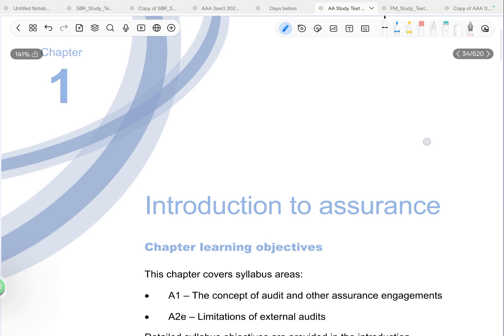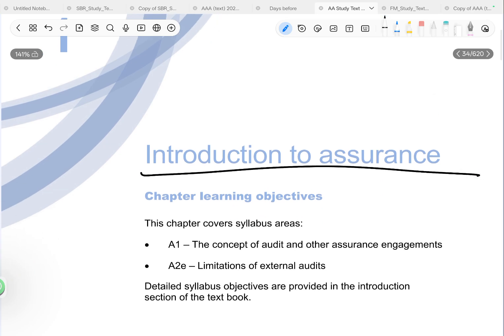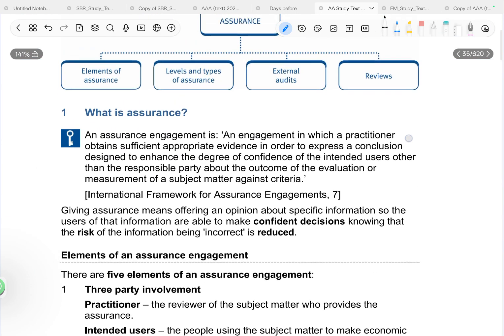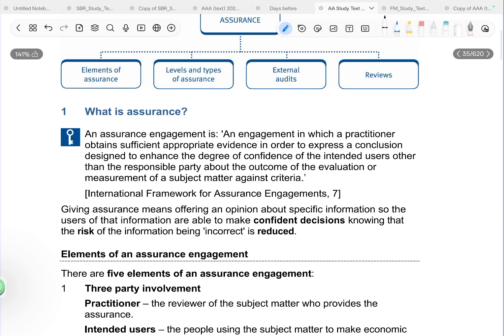So our first chapter is going to be introduction to assurance. So let's start with the basic question: what exactly is assurance? In simple words, assurance means giving confidence and information. When a professional like an auditor examines certain information and they give an opinion about whether that information is reliable, that process is called assurance.